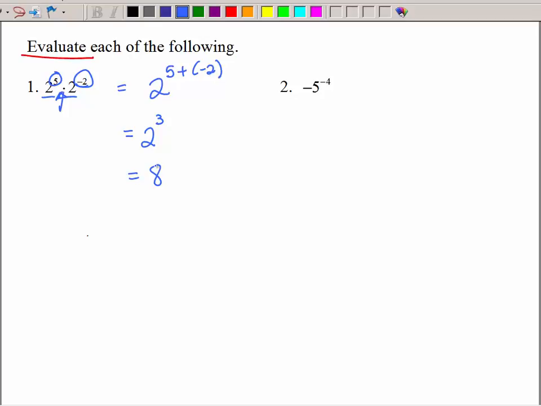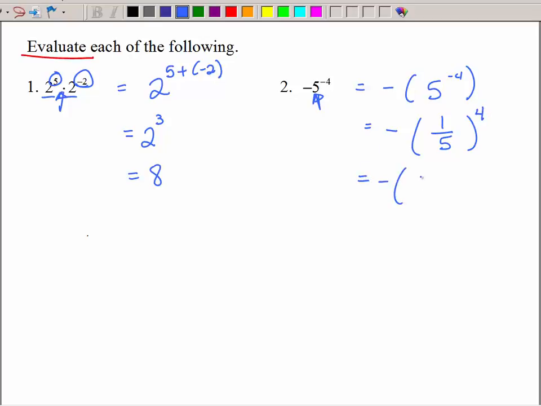Let's look at the second example. I want you to identify the base. What is the base? The base is 5. Not negative 5, but just 5. So what this really is, is the negative of 5 to the negative 4. So we have negative. Now I'm going to take the reciprocal of the base, which would be 1/5, and raise that to the positive 4th power.